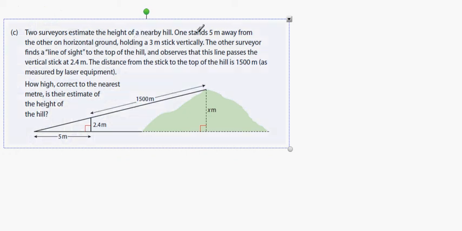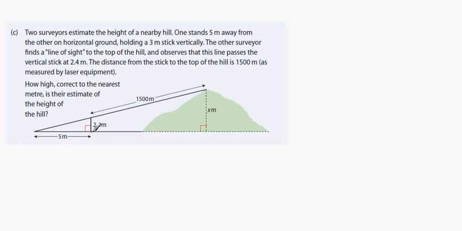Two surveyors estimate the height of a nearby hill. One stands 5 meters away from the other on horizontal ground, holding a 3-meter stick vertically. The surveyor finds a line of sight at the top of the hill and observes that this line passes the vertical stick at 2.4 meters. Okay, and the distance from the stick to the top of the hill, measured by laser equipment, is 1,500 meters. How high, corrected to the nearest meter, is their estimate of the height of the hill?